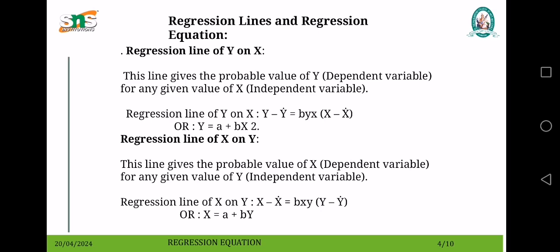The regression line of x on y. This line gives the probable value of x, the dependent variable, for any given value of y, the independent variable. The regression line of x on y is x minus x bar is equal to bxy into y minus y bar, or x equal to a plus by.